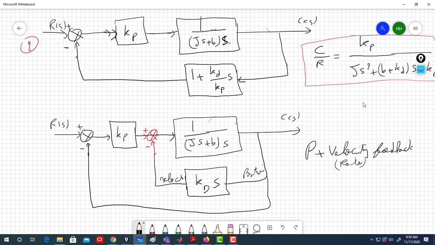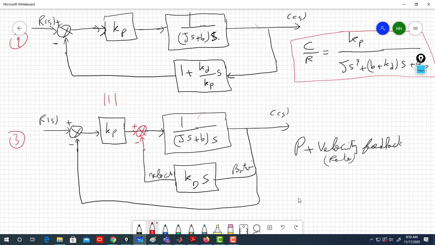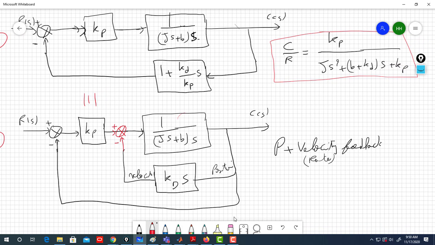So demonstrate that 2 and 3 are equivalent. That's the question: demonstrate that system 2 is equivalent to system 3. So yeah, how do we go?